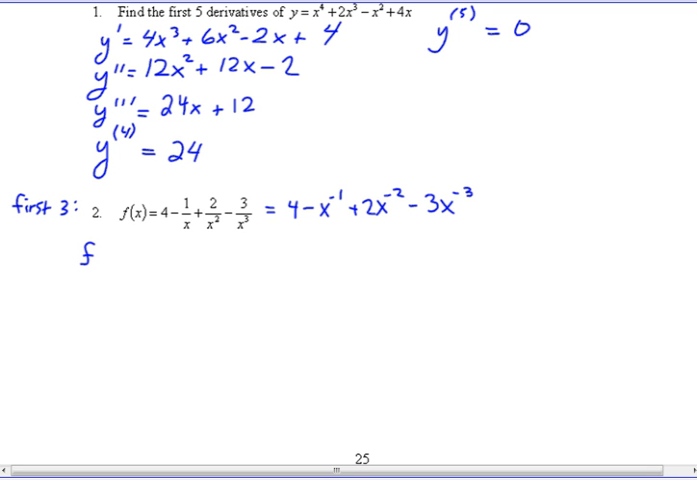I think derivatives are a lot more fun than limits. That's a chain rule. In this case, will we ever get to 0? No.